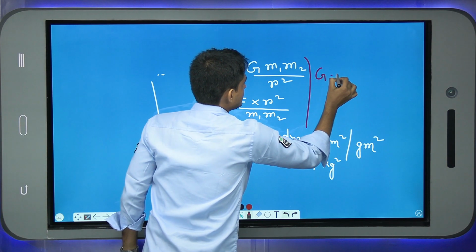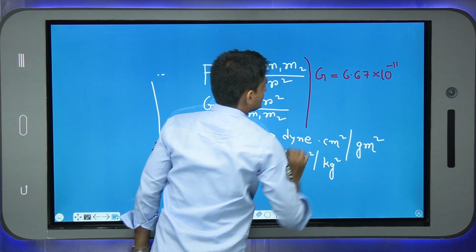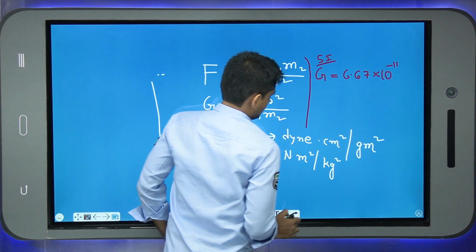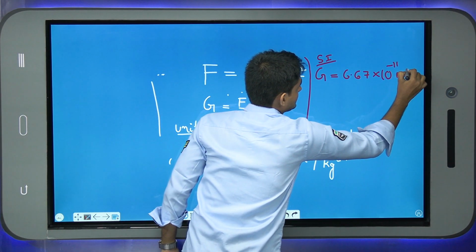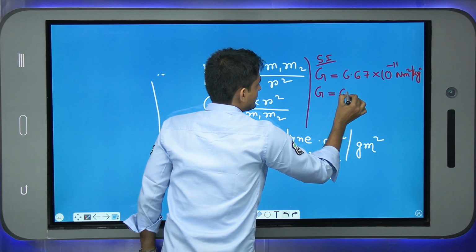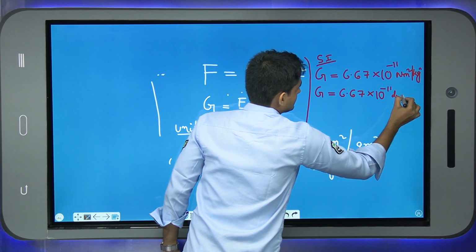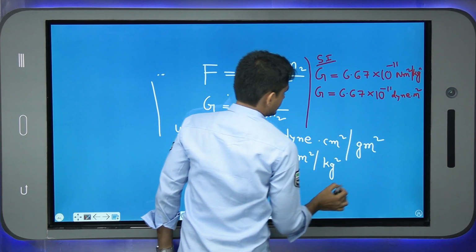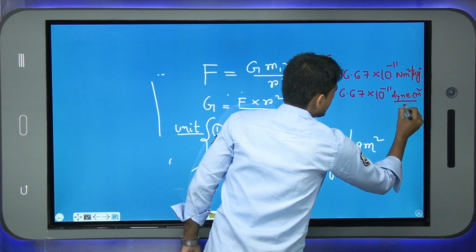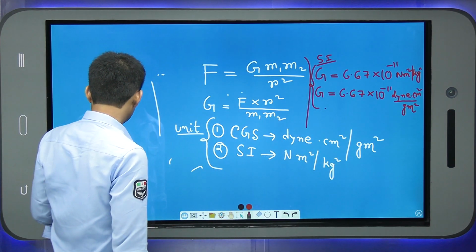And the value of G is 6.67 into 10 to the power minus 11 for SI, and the unit is Newton meter square per kg square, and also 6.67 into 10 to the power minus 11 for CGS, with the unit dyne centimeter square divided by gram square. We also have to memorize it. Okay.